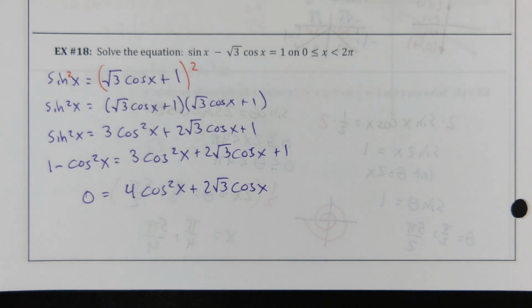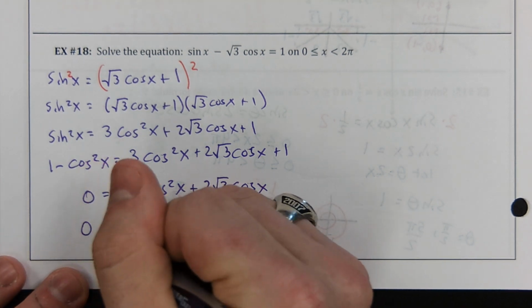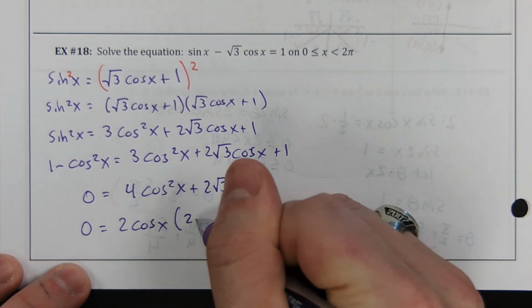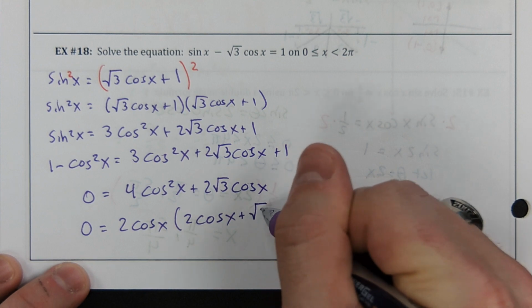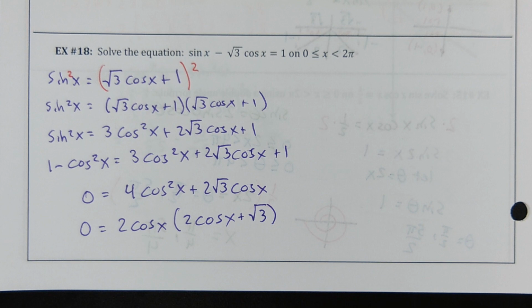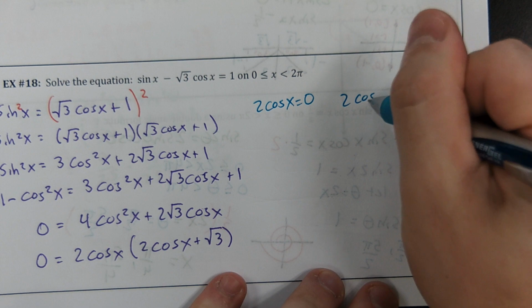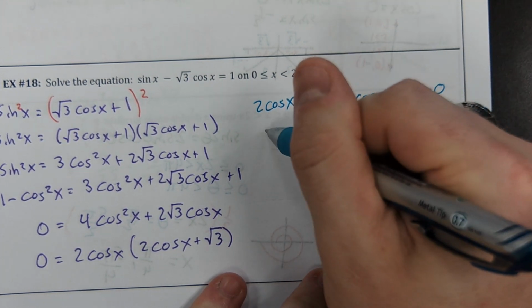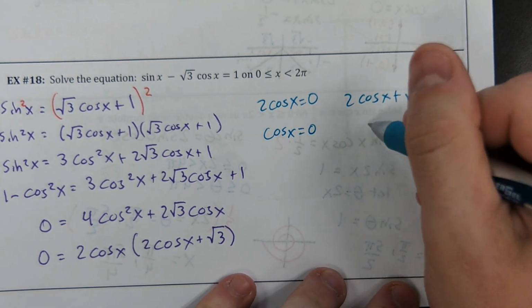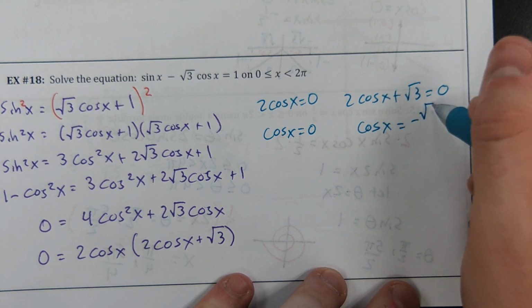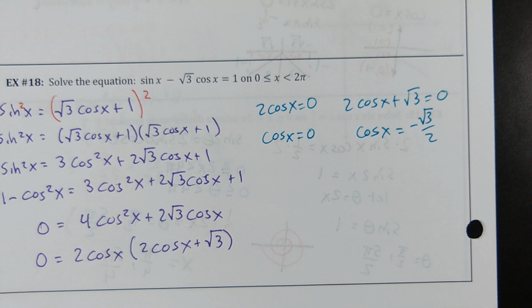You can factor. What is the GCF? 2 cosine x. And there we go. What we get is that 2 cosine x is 0, or this thing is 0. So either cosine x is 0, or, subtracting root 3 divided by 2, cosine x is negative root 3 over 2. So much less work than what we did in period 2.